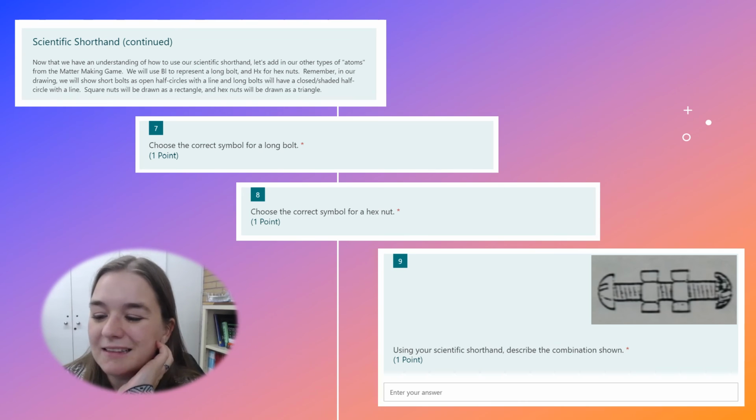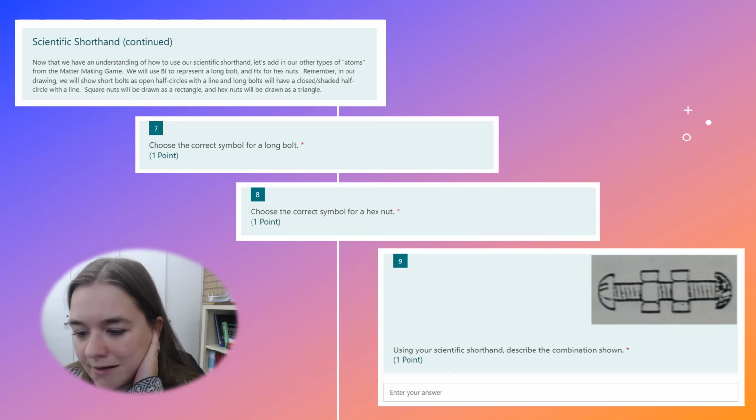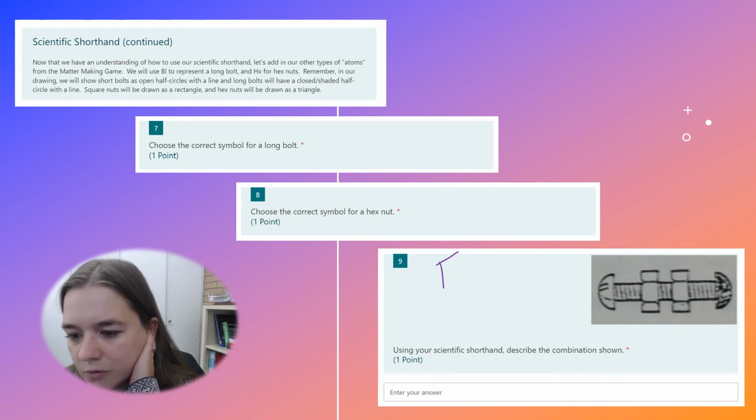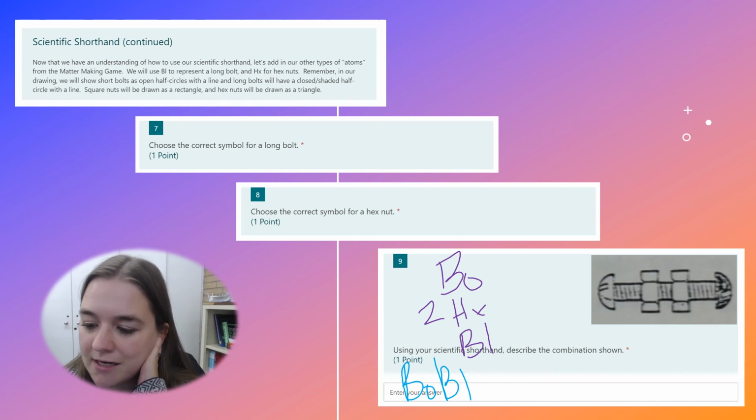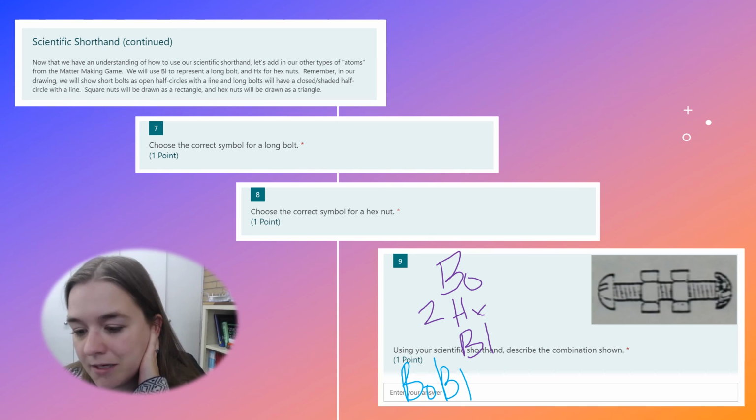Now that you're back, let's see what this should look like. Well, I know my pieces are going to be that short bolt. I'm going to have 2 of those hex nuts, and I have a long bolt. When I'm writing out my formula, I need to make sure I have all the bolts first. So I'm going to list them. I have a BO and a BL. Order doesn't matter. I could have BL, then BO, or BO, then BL. And then I have my nuts next. So I have hex nuts, and I'm going to put a 2. That subscript 2 tells me that I have 2 hex nuts.